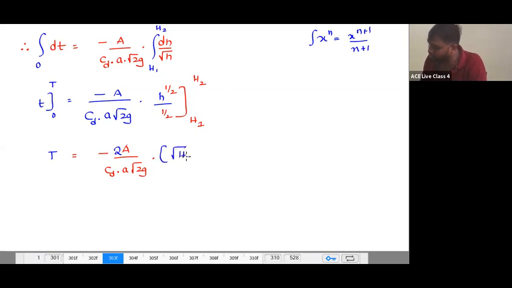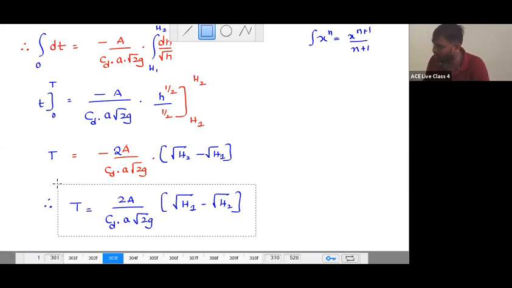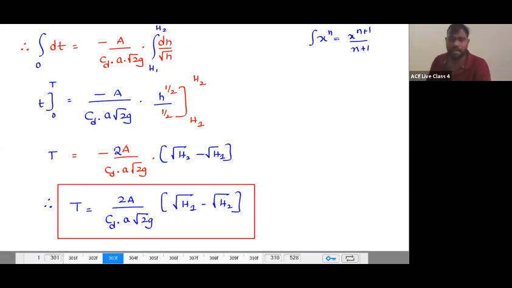root of h2 minus root of h1. You send the minus inside. Then whatever the time required is nothing but 2A by Cd into a into root 2g into root of h1 minus root of h2. So this is the final formula to find out the time required for the orifice to empty the tank.